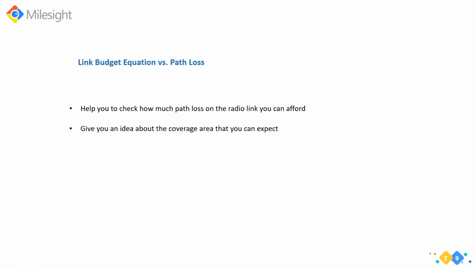So with the link budget equation and path loss, you can know how much path loss on the radio link you can afford, while still having a reliable radio link. And resolve the path loss into a physical distance. It will give you an idea about the coverage area that you can expect.